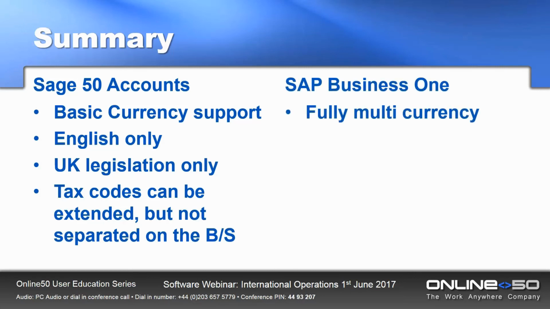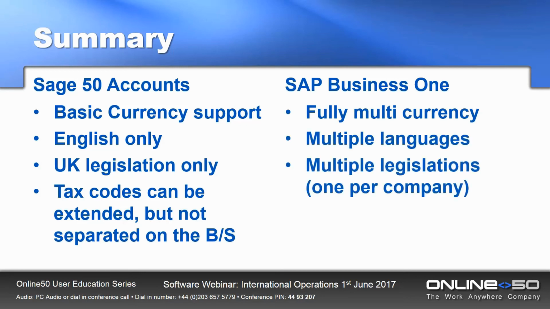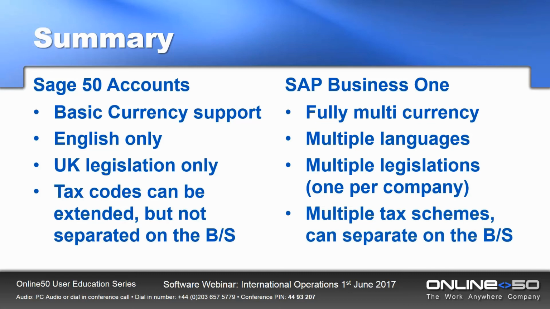SAP Business One can offer support for companies that have international operations. Its currency handling is much more sophisticated. We call it fully multi-currency, and we've looked at the difference there. It allows you to revalue debtors and creditors, as well as ensuring that your nominal ledger is always balanced in 2 currencies so that consistent reporting is made easy. You can have multiple languages in the program, including having different users in the same company seeing the program in different languages, and it's been designed to work with different legislative rules. It supports the creation of additional tax schemes and can separate liabilities on the balance sheet.